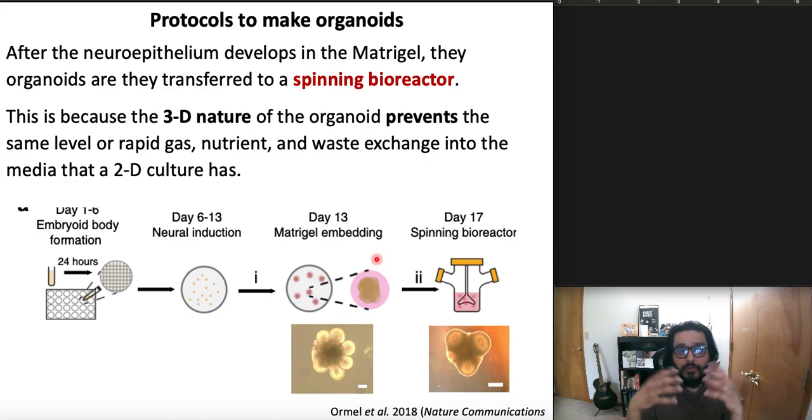And if you think about how a normal brain develops, the gas exchange is through vasculature, right? As the brain develops, you get blood vessels entering into the more central part of the brain and allowing gas exchange to occur through blood vessels. But in these organoids, since we don't have blood vessels, which come from endoderm, I forget if it's meso or endo, but they come from a different germ layer, there's no way to get that normal gas exchange that would occur in a true developing brain. So the spinning bioreactor is there to mimic or replace what would normally occur through vasculature.